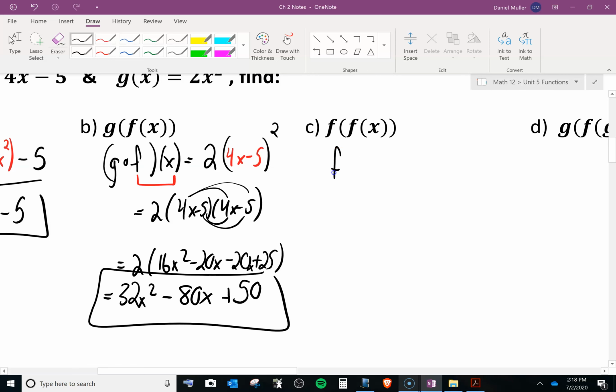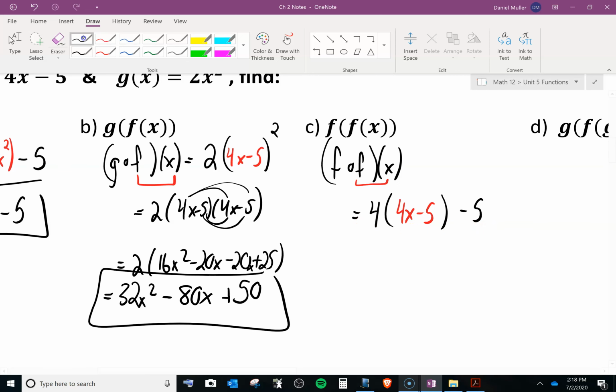Now, other times you can write f of f. So you're taking f and you're putting it back into f. So you can take 4, and then there's your x minus 5, and you can input the f, which is a 4x minus 5. So you input 4x minus 5 into the 4x minus 5. So 4 times 4 is 16x minus 20, and there's still that minus 5 there. So you get 16x minus 25.